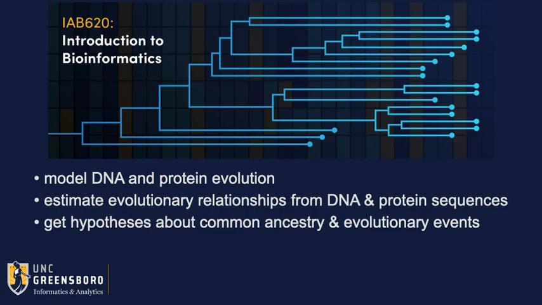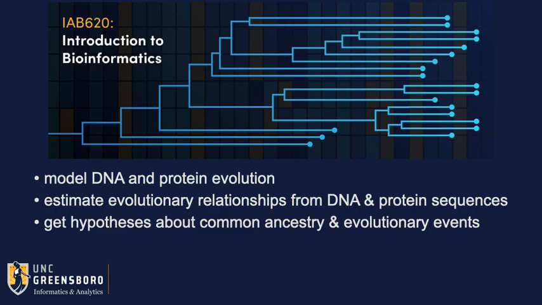So I'd like to go into the descriptions of the 3 courses in the concentration that use the 2 textbooks. So the first course, Introduction to Bioinformatics, in this one there are models of DNA and protein evolution. So this is where we get to the estimation of the evolutionary trees of how sequences may be related to each other if they did share a common ancestor. And the methods will be covered to estimate those relationships from the DNA and protein sequences.